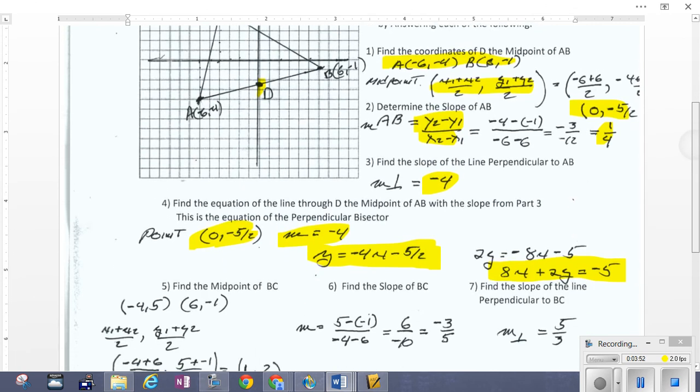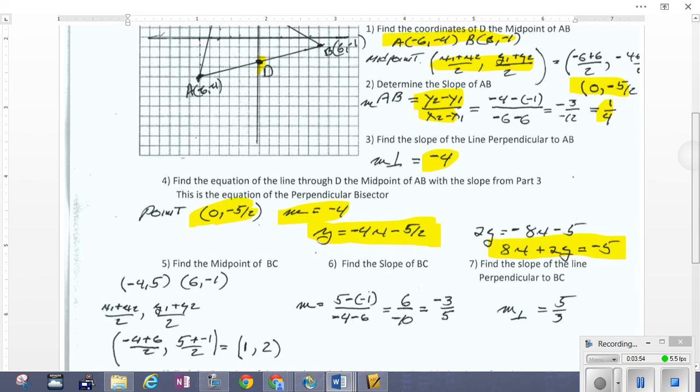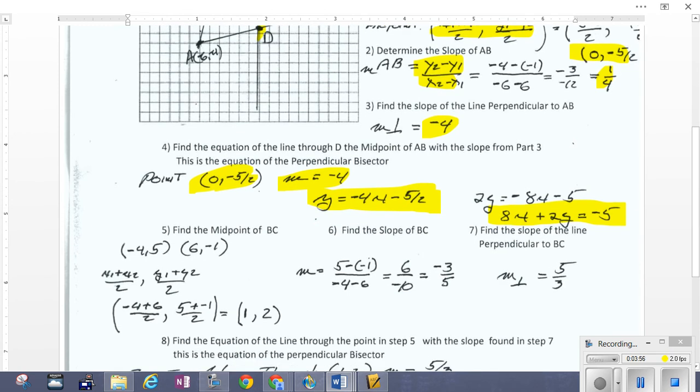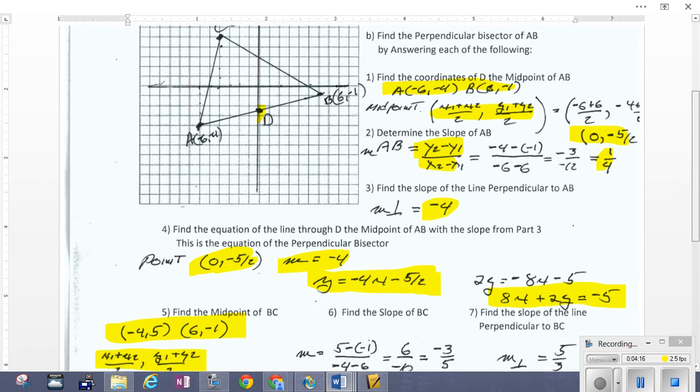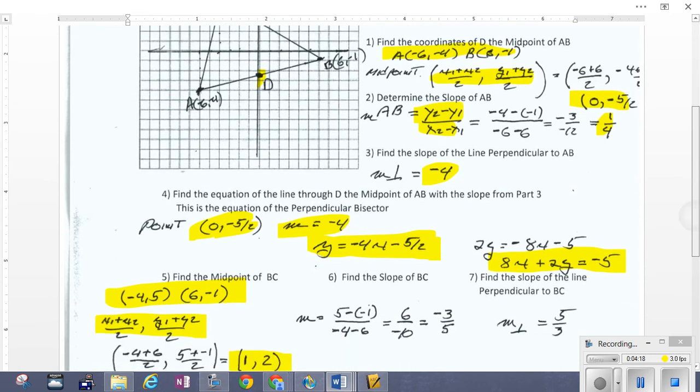So again, we're going to find the midpoint of BC. Make sure you bring your coordinates down. Make sure you copy them down right. Make sure you use the right formula for the midpoint. X1 plus X2 over 2, Y1 plus Y2 over 2. Do your computation for your midpoint. See that it kind of makes sense on your graph, on your picture up there.